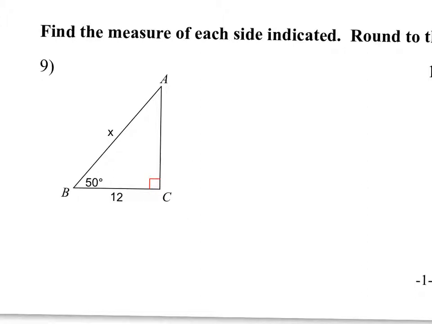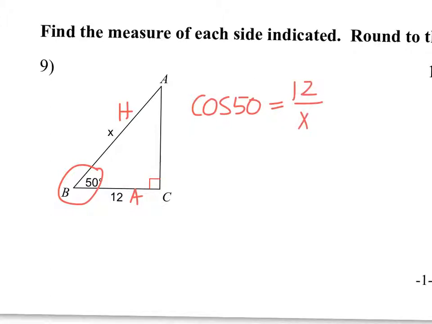For number 9, we're going to find the measure of the indicated side. Here we've got our angle that we know, although you could certainly find the top angle and do it that way as well. And here we're looking for the hypotenuse, and we know the adjacent. That's going to be a cosine function. So cosine of 50 is equal to adjacent 12 over hypotenuse x.